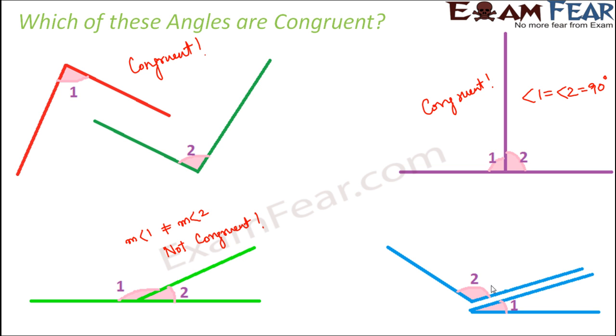What about this one? Here again, if you see, the measurement of angle 2 is more than that of angle 1. So the measurement of angle 2 is not equal to the measurement of angle 1. Therefore, again, these are not congruent.